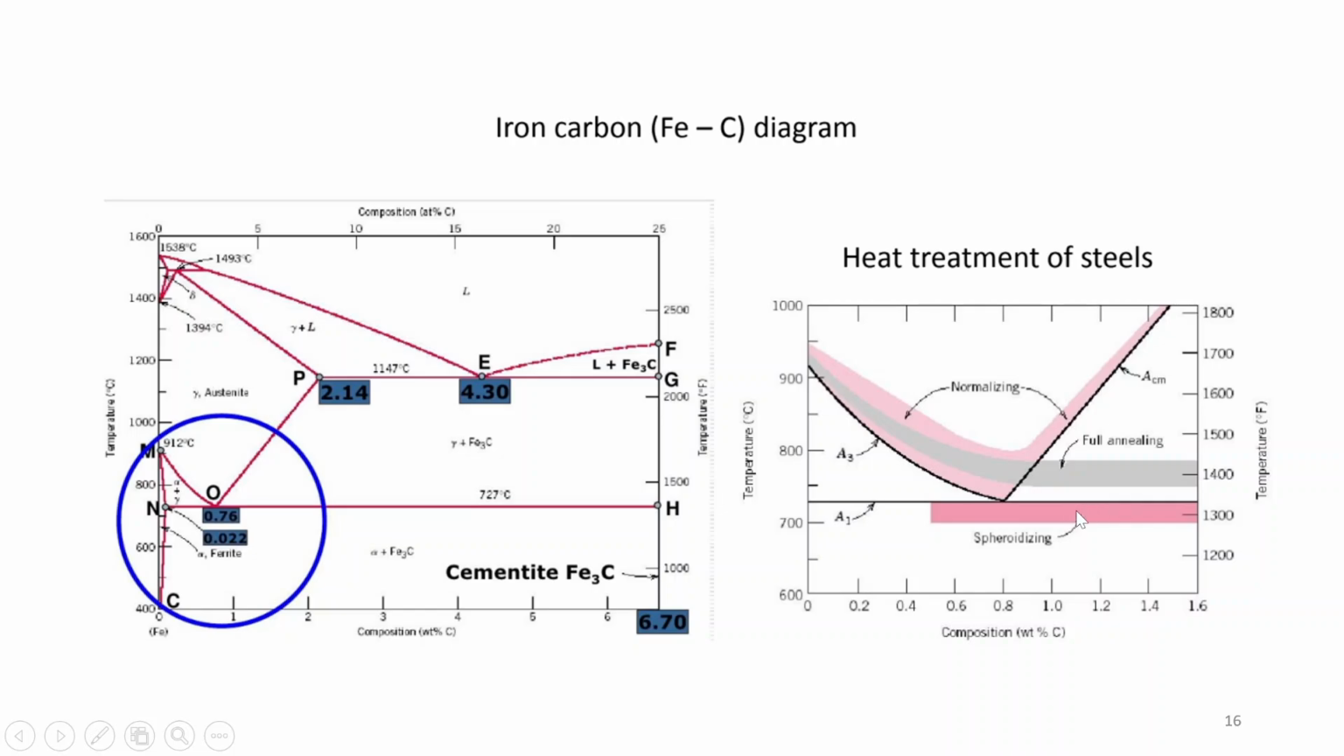So spheroidizing annealing is done below the lower critical temperature. This line, which corresponds to the eutectoid line, is the lower critical temperature, and this line between austenite and this region is known as the upper critical line. Okay, so A3 is upper critical. So full annealing is done in this range and normalizing is done in this range.